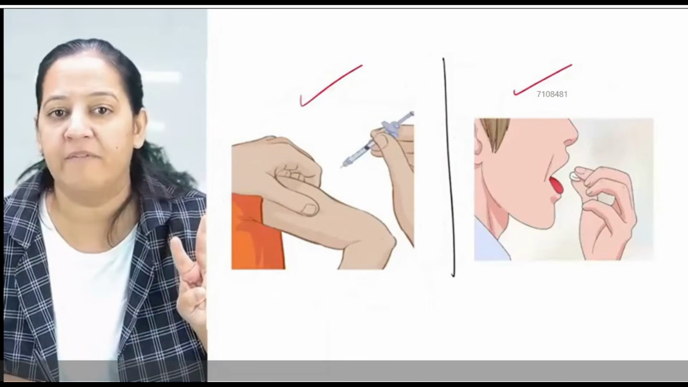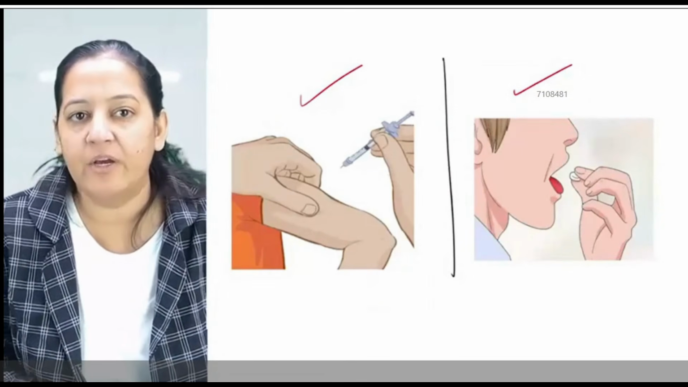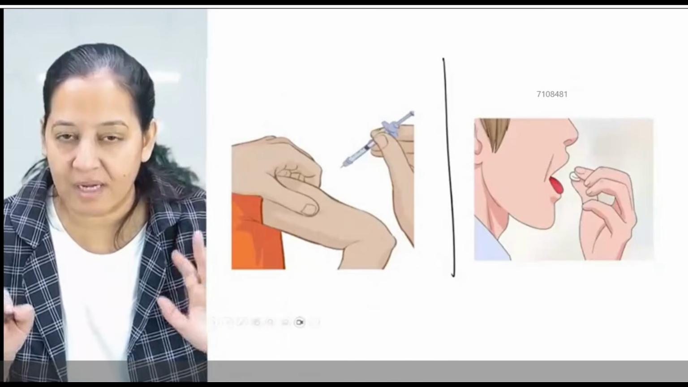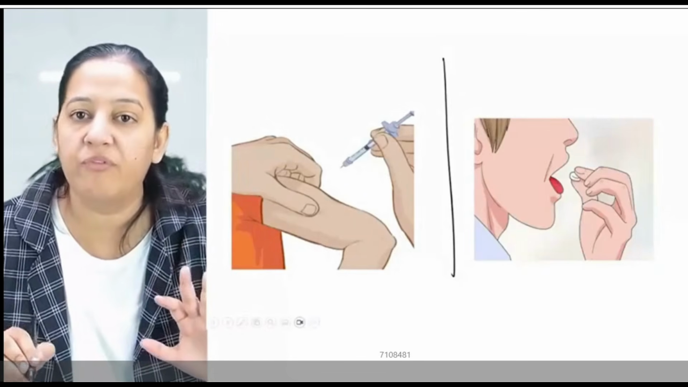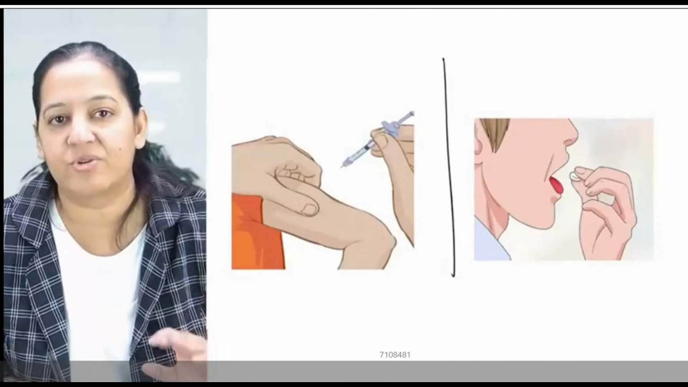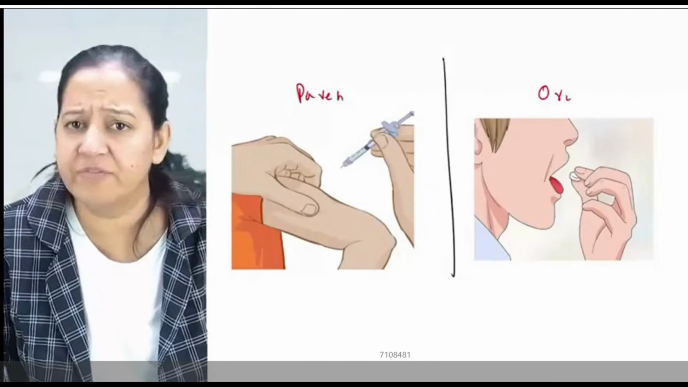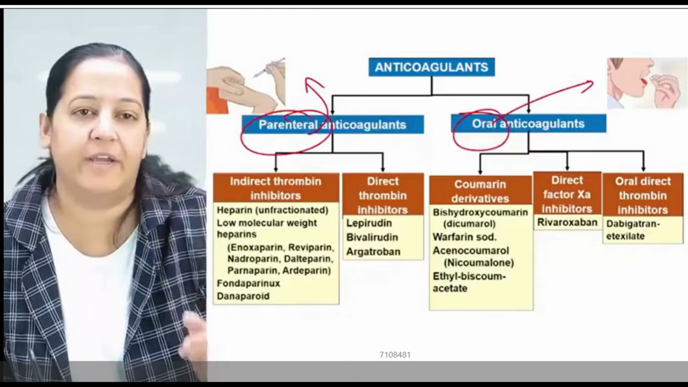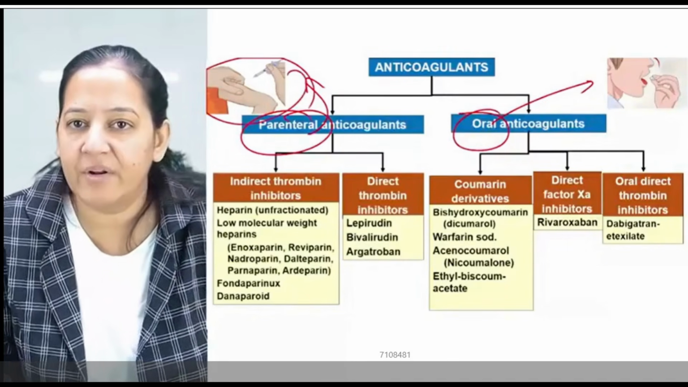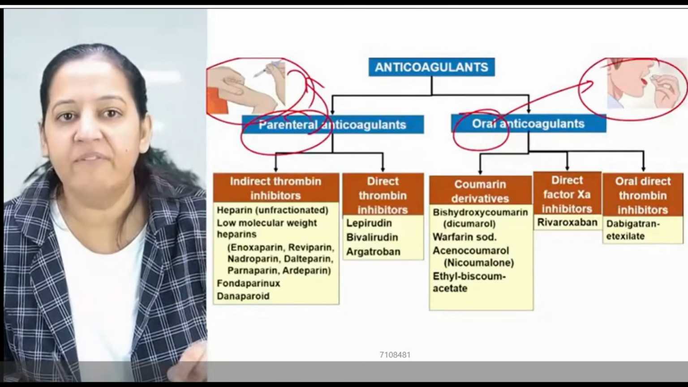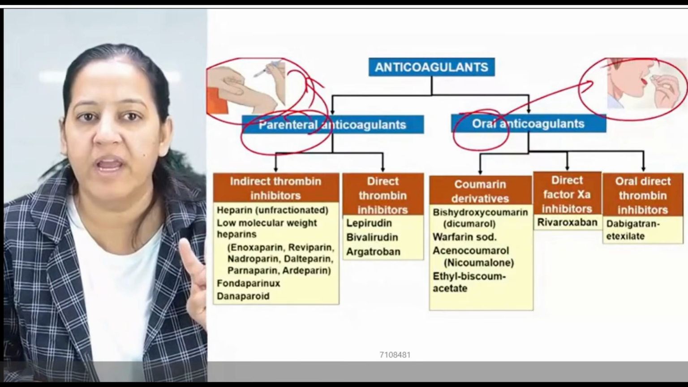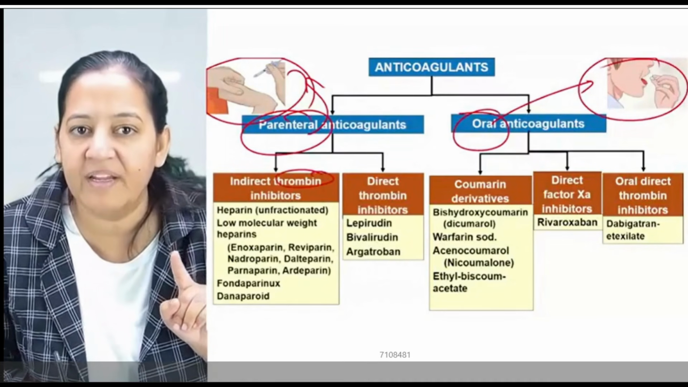So there are two types of anticoagulants. What is the classification? The classification is based on the route of administration. Some of them are parenteral and some of them are oral. They are in front of you, parenteral and oral. Parenteral we divide into two groups, direct thrombin inhibitor and indirect thrombin inhibitor.